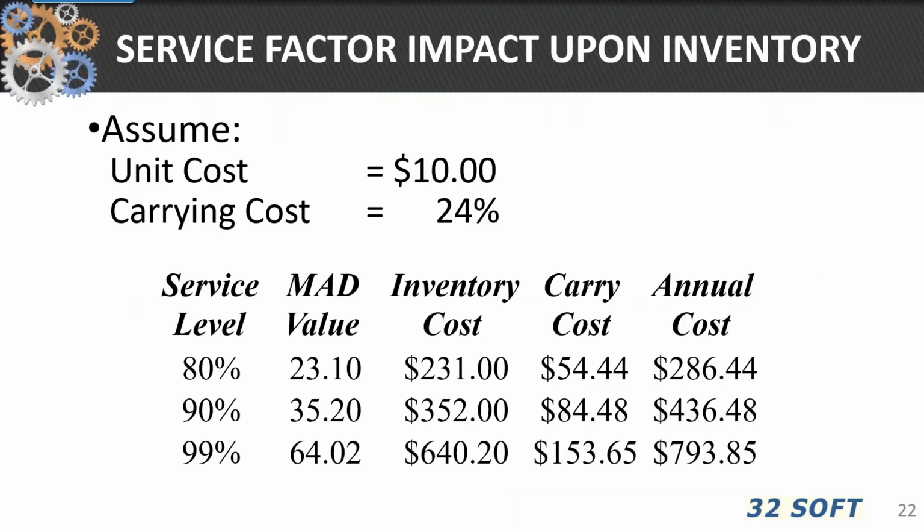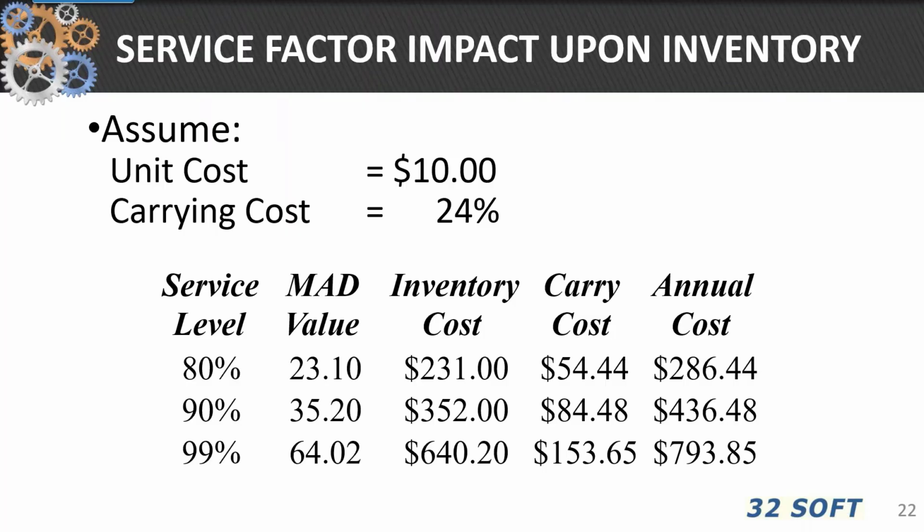Statistical inventory control systems assume the normal distribution. That is the mean absolute deviation. Therefore, mean absolute deviation can be used to determine the amount of buffer inventory, safety stock, required for a given level of customer service over time.